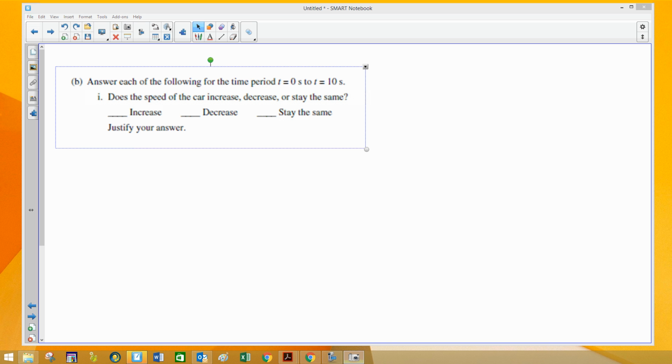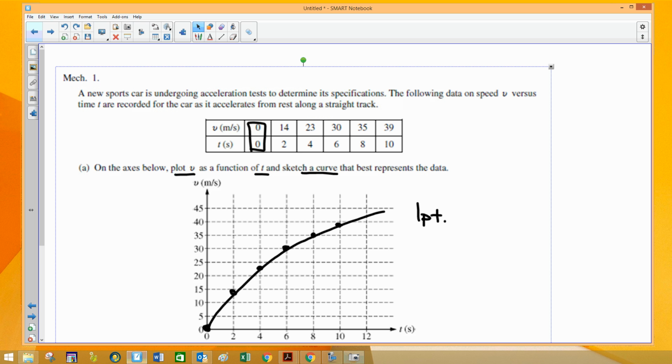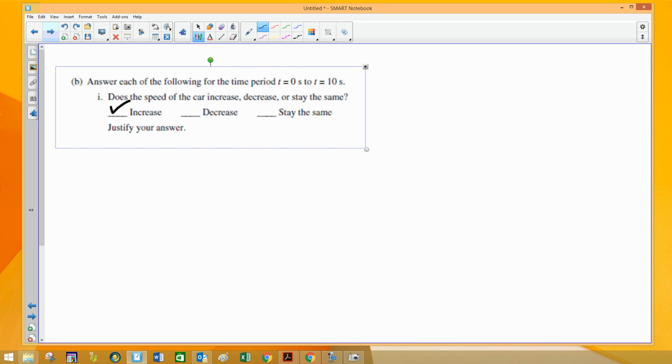Does the speed of the car increase, decrease, or stay the same? So looking back at the graph, this is velocity, magnitude of the velocity actually, because it's in italics, but notice that the speed is increasing as we go through time. The y value is increasing. So yes, it's increasing. Justify your answer.